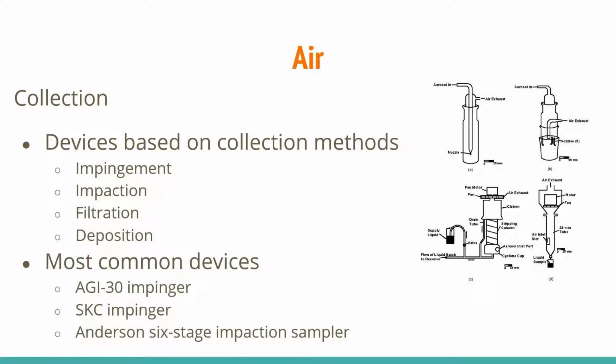The most common devices used for air sampling collections are the AGI-30 impinger, the SKC impinger, and the Andersen 6-stage impaction sampler.